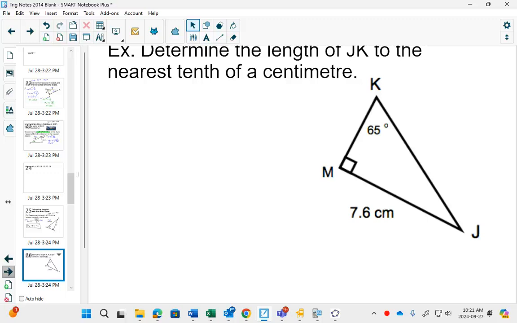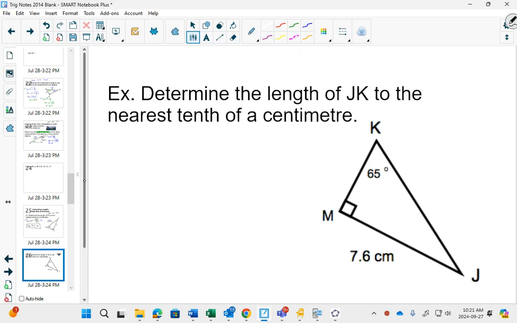Right here, we look at this one. Determine the length of JK. So JK, that would be this one, that's little m. That's what we want to find. I can label my hypotenuse, so I look at this triangle. Hey, the m is my hypotenuse. I want to find the hypotenuse. I know it's going to be either sine or cosine that I have to use.